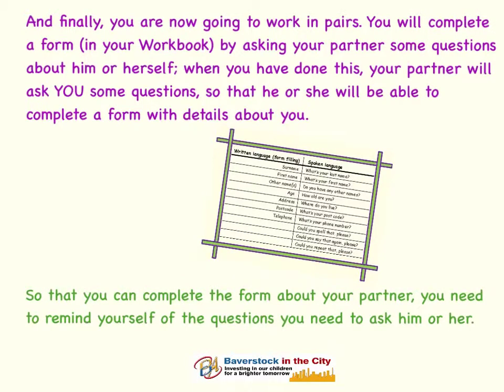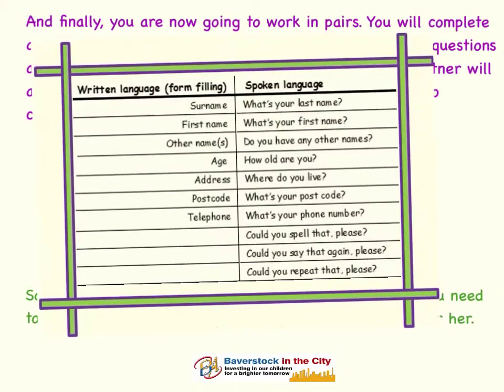And for your final task, you are now going to work in pairs. You will complete a form which you'll find in your workbook by asking your partner some questions about him or herself. When you have done this, your partner will ask you some questions so that he or she will be able to complete a form with details about you. So that you can complete the form about your partner, you need to remind yourself of the questions you need to ask him or her.